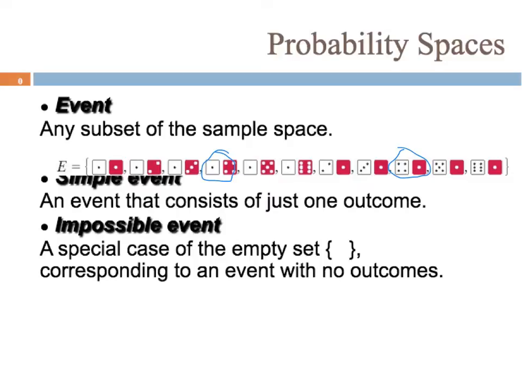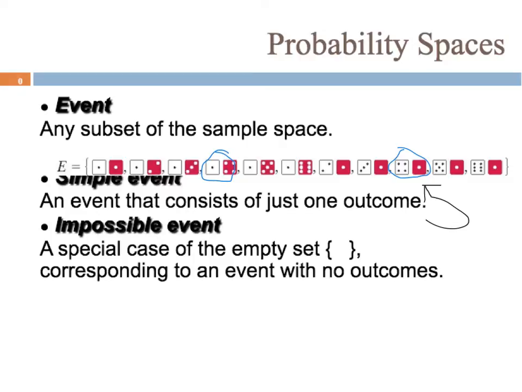Now, a simple event is an event that consists of just one outcome. So say maybe specifically we wanted a 4 first and then a 1. Well, then the simple event would be here, where we roll the 4 first and we get the 1 second. An impossible event, this is a special case of an empty set, and that's how we illustrate an impossible event. We just draw brackets and leave nothing in there to show that the event we want to happen, or that is being asked to happen, cannot occur.